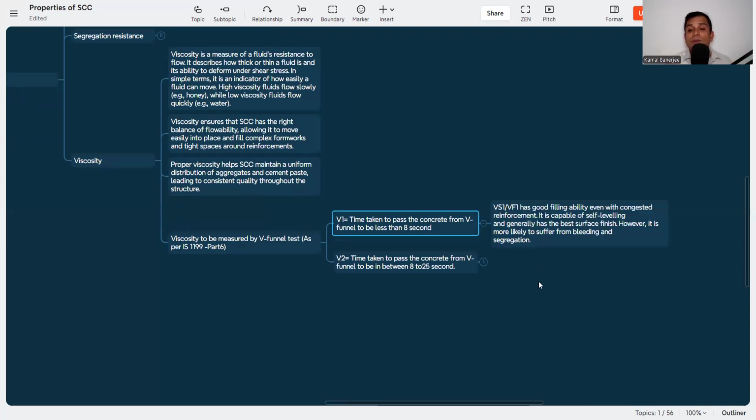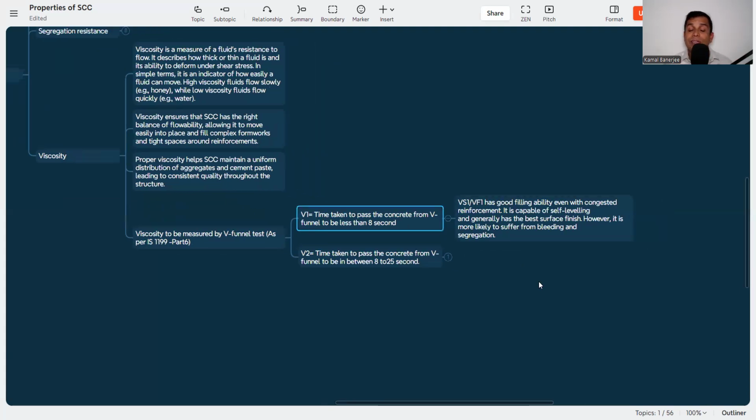Now, where can we use V1? VS1 or VF1 has good filling ability even with congested reinforcement. It is capable of self-leveling and generally has the best surface finish. However, it is more likely to suffer from bleeding and segregation. So in V1, there is a possibility that segregation or bleeding can happen. So whenever you are designing your self-compacting concrete, you need to consider what type of concrete you need and what your project requirement is.